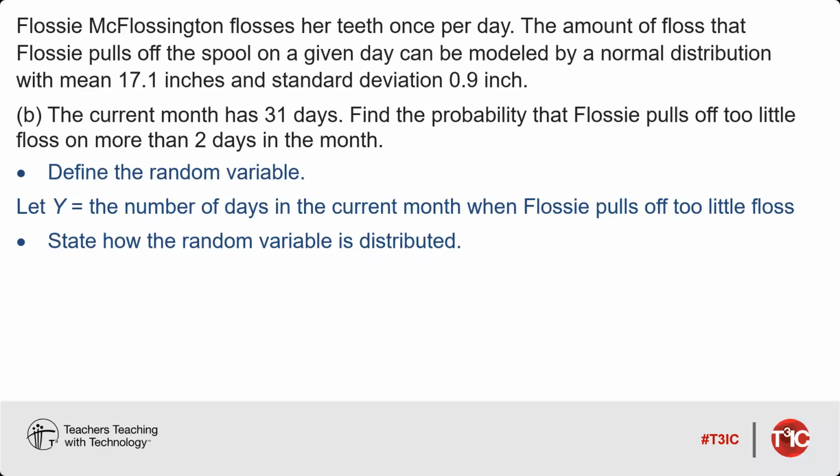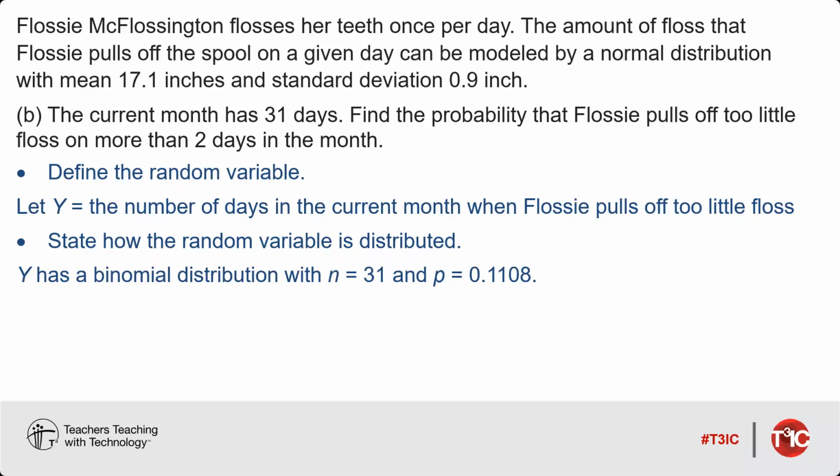State how this random variable is distributed. Well, students might be tempted to say normal, and that would be bad because y's values can be anything from like 0 days, 1 day, 2 days, all the way up to all 31 days. We could pull off too little floss theoretically. So it's a discrete random variable taking on values from 0 up to 31. So this one's a binomial random variable.